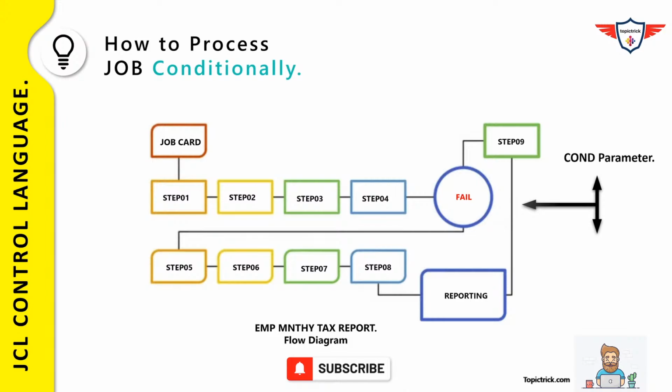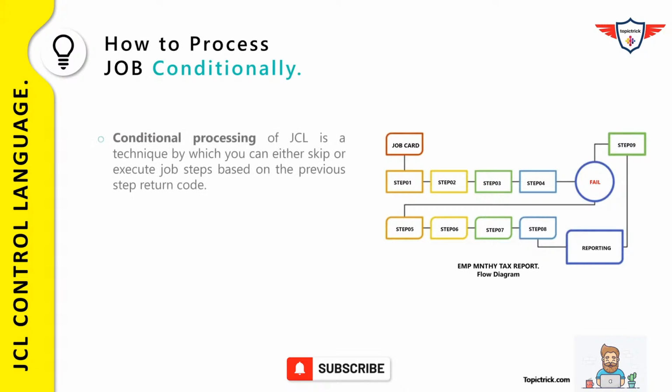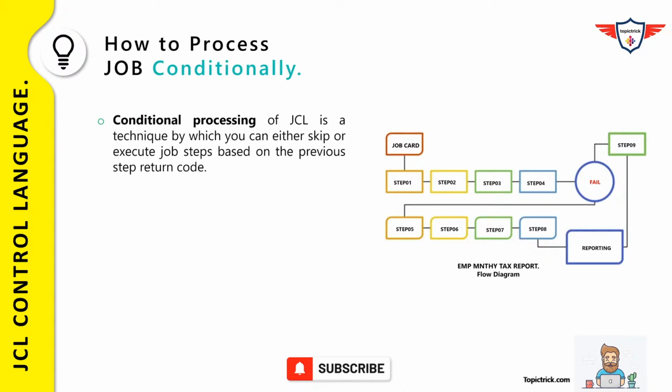So in the following example, I can execute step 09 based on the return code of any of the previous steps. Let's say my job fails on step 04, even then I can execute step 09 based on the return code of step 04. Now let me quickly summarize the important points that we have discussed so far. After that, I'm going to explain the syntax of the JCL COND parameter and the IF-THEN-ELSE statement.